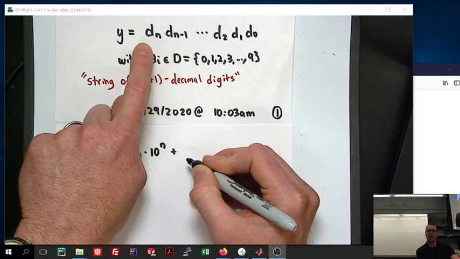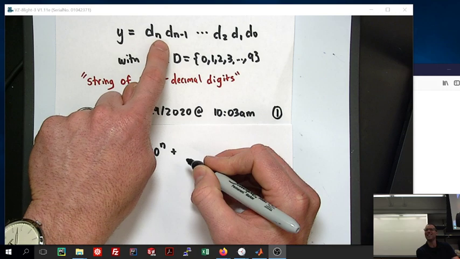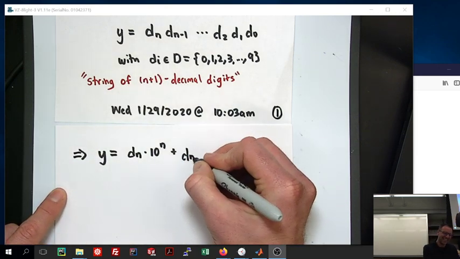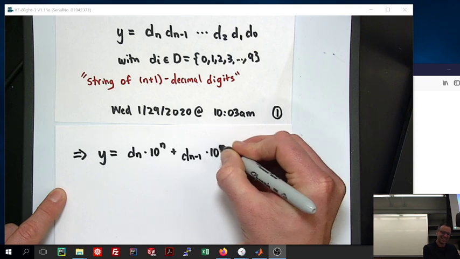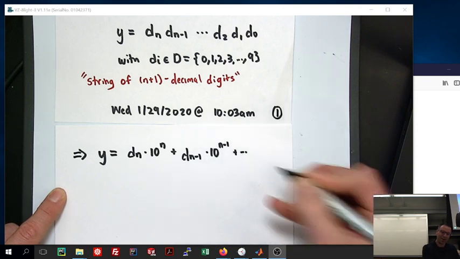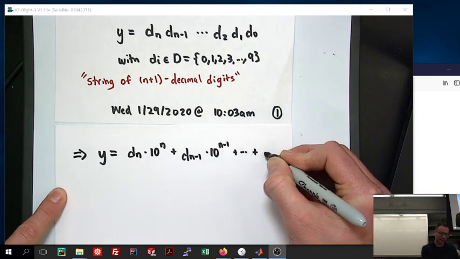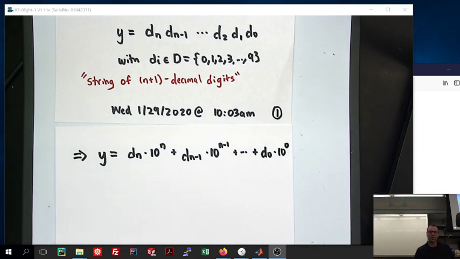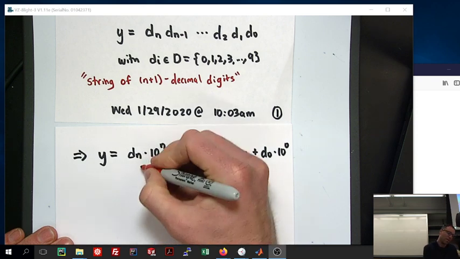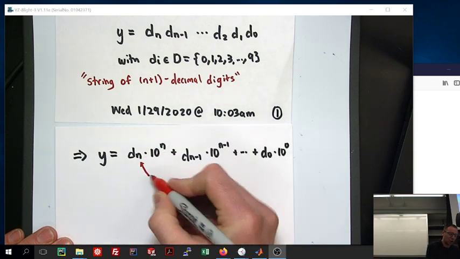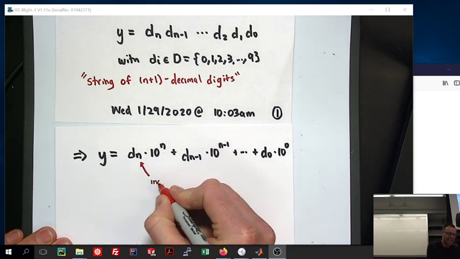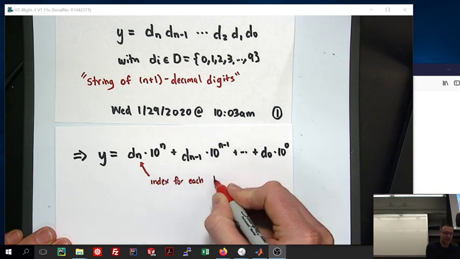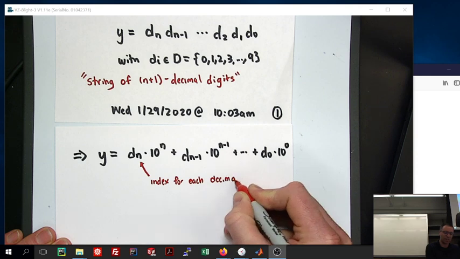Yeah, except that this is kind of funny, right? Because it is going backwards. Yeah, it is going backwards. That's a really nice way to say it. All the way down to d0 times 10 to the 0. These things down here, this was called the index for each decimal digit.